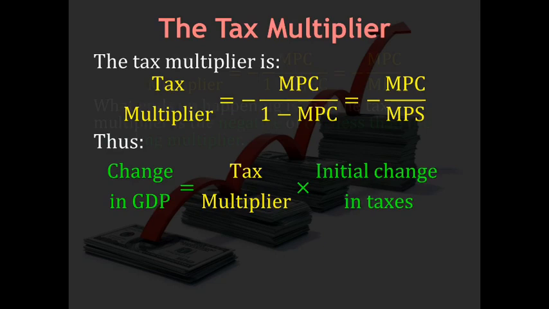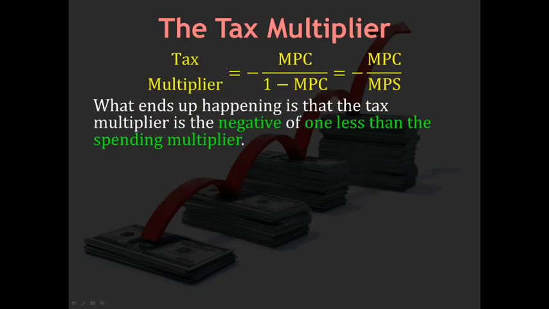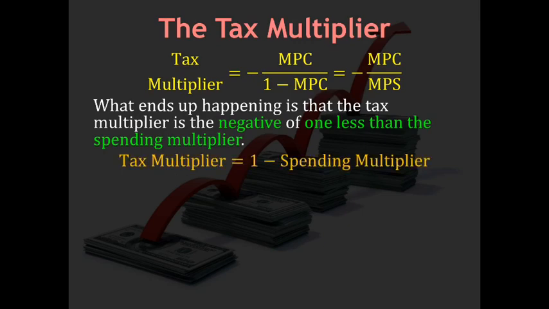Now, what ends up happening mathematically is that the tax multiplier is the negative of 1 less than the spending multiplier, which means this. The tax multiplier is equal to 1 minus the spending multiplier. And that's the formula you'll probably want to know.